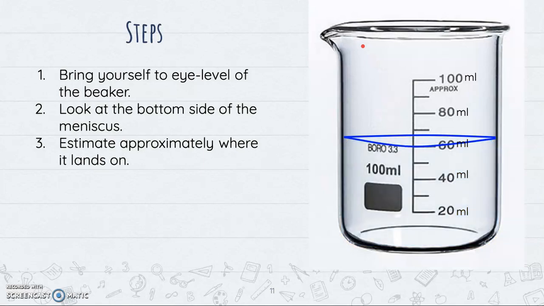It may be hard at first, but it gets easier with practice. Step 1. We want to start by bringing ourselves to eye level as a beaker, so we can see that the liquid is filled halfway.